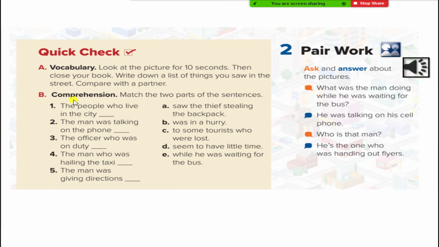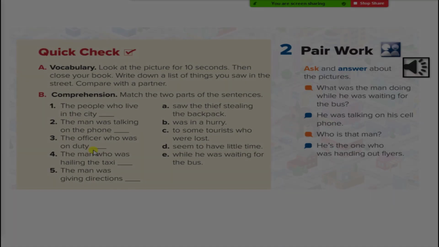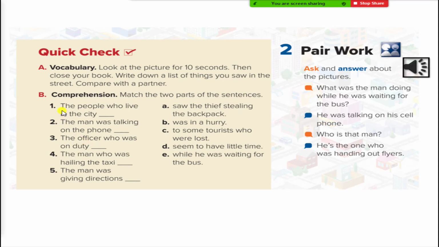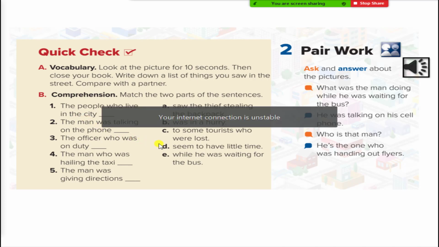Exercise B, comprehension. Match the two parts of the sentences. We have here five sentences. Okay, Ali, start number one. تمام. The people who live in a city seem to have little time. Yeah, good. Thank you, Ali. Seem to have little time.